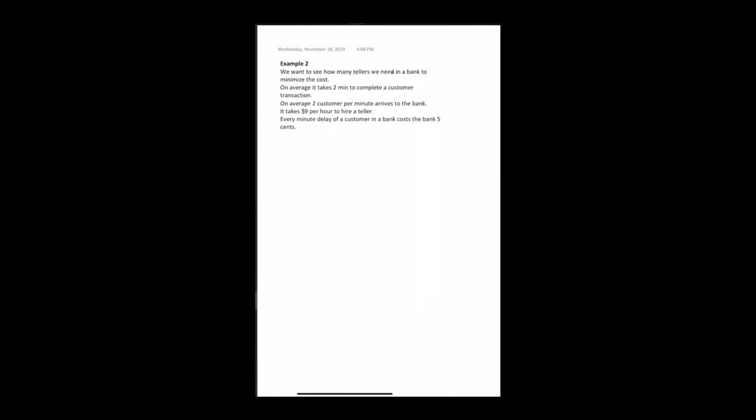Now let's look at the second example. In the second example, we want to see how many tellers we need to hire in a bank to minimize the cost. That's the question that we have in front of us. On average, it takes 2 minutes to complete a customer transaction. So what information is this giving us? It takes 2 minutes to complete a customer transaction.